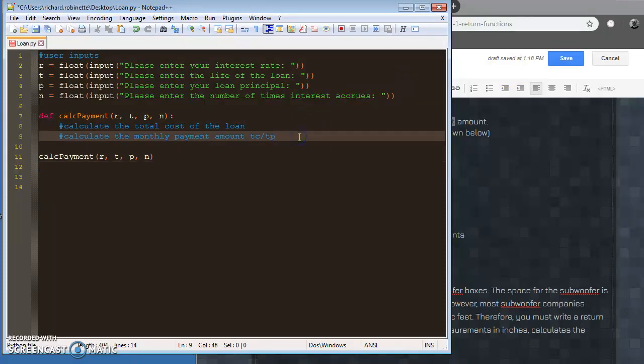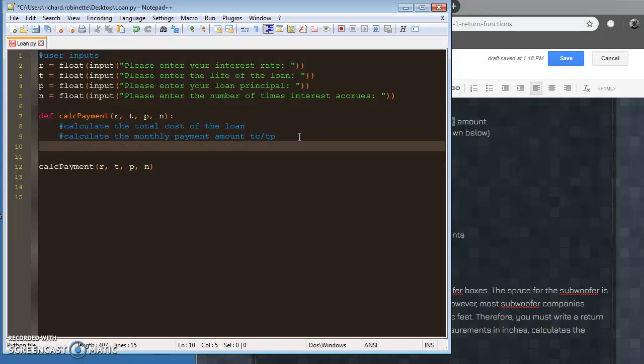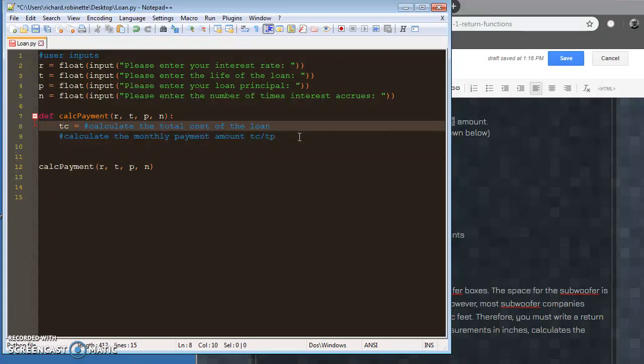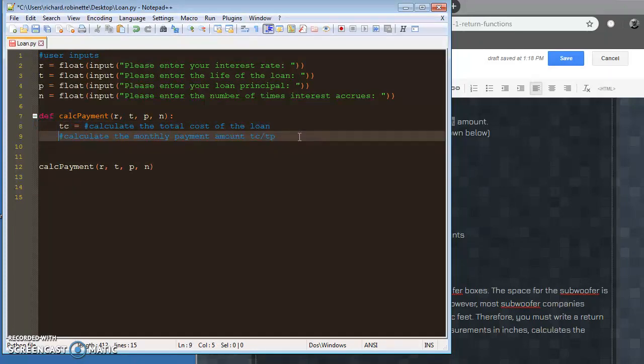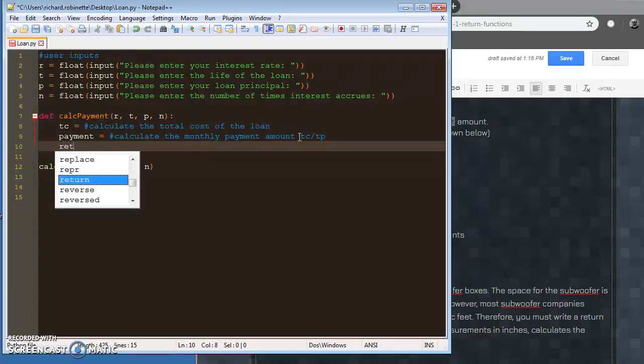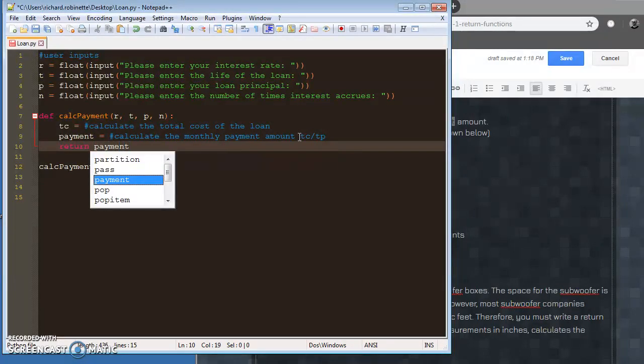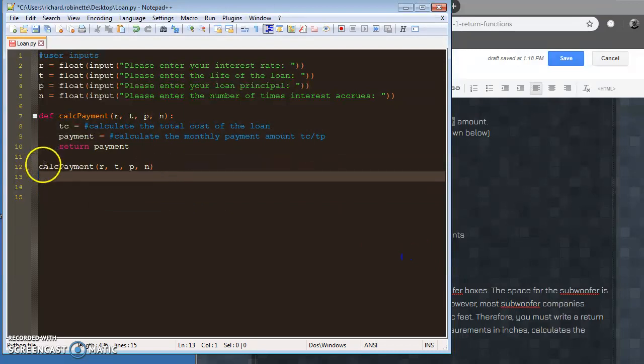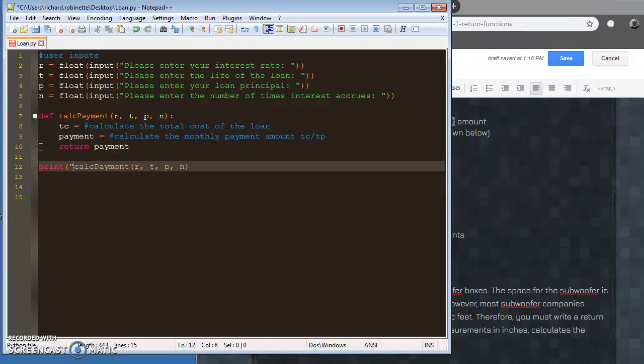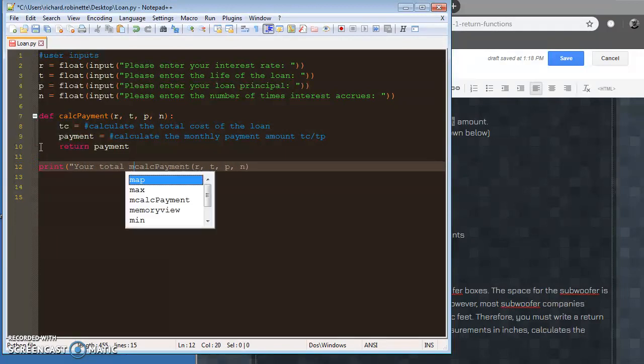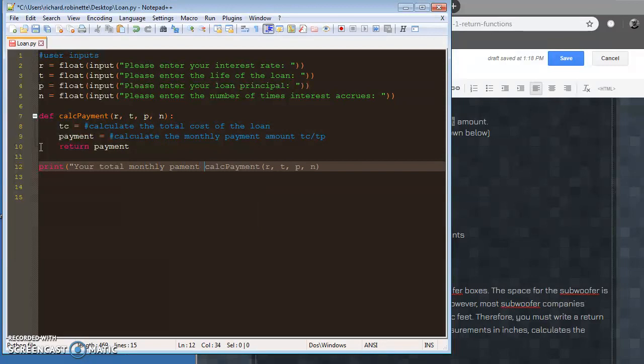Oh, actually here. If we declare a variable, it'll be like TC equals that, right? Whatever you come up with for that. Payment equals that. And then we return what? Payment. And then I would probably just do something like print your total monthly payment is, something like that. Any more questions?